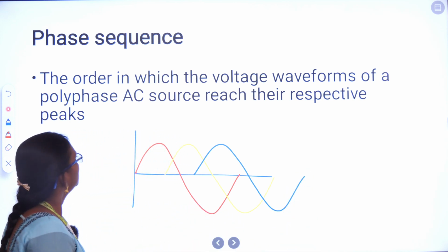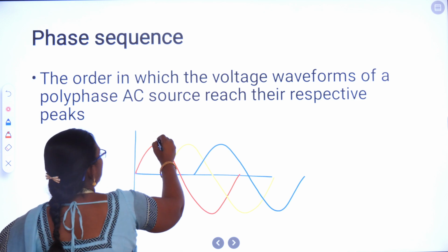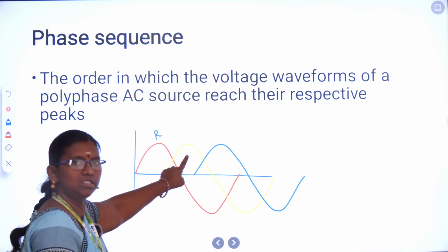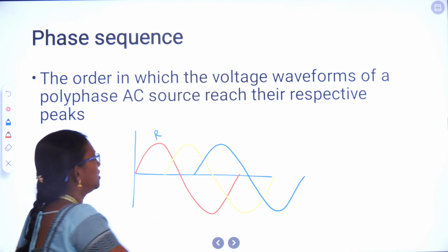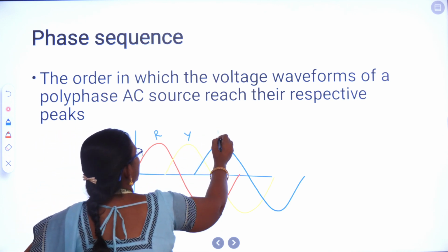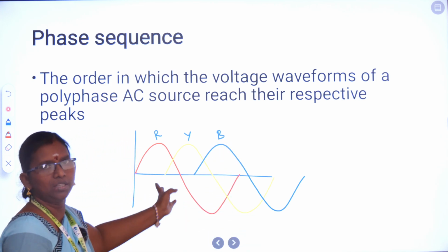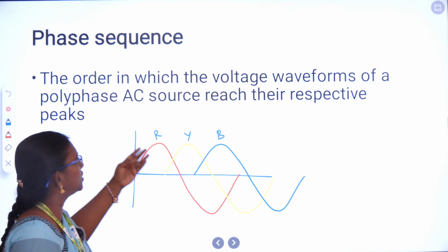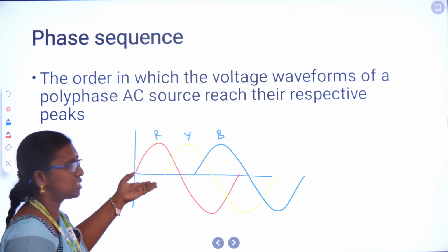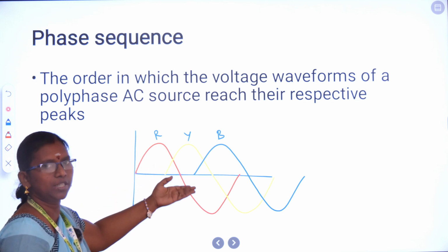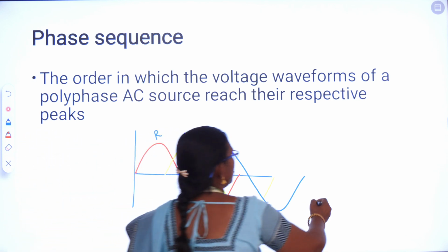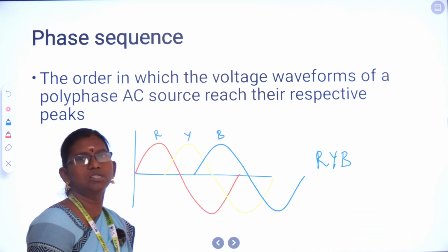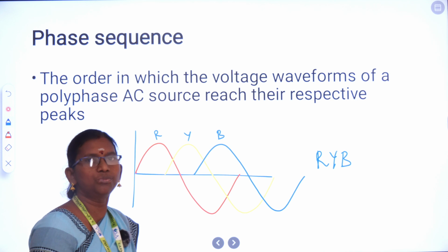So this is the phase sequence. R phase is reaching its peak first, and Y phase is reaching its peak next, and B phase is reaching its peak next. So this is the order in which the voltage waveforms of a polyphase circuit, here in this case a three-phase circuit, reach their respective peak. Then my phase sequence will be R, Y, B. This phase sequence I can also call a positive phase sequence.